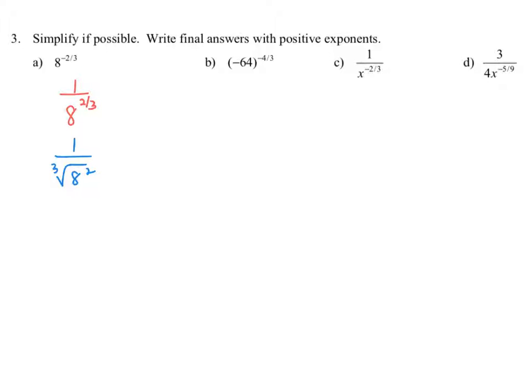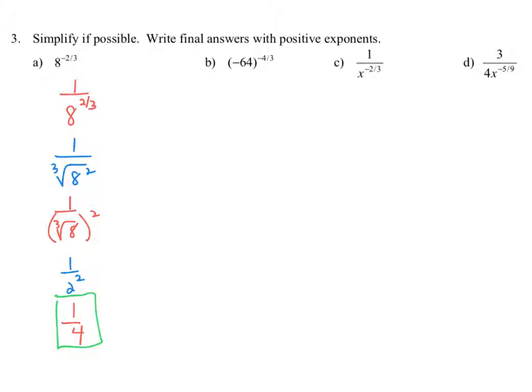We can evaluate the cubed root first, and we can write this as 1 over the cubed root of 8, and then raise that result to the second power. And we know the cubed root of 8 is 2, so this can be written as 1 over 2 to the second power, or 1/4 as our final answer. We've simplified 8 to the negative 2/3 to be equal to 1/4.